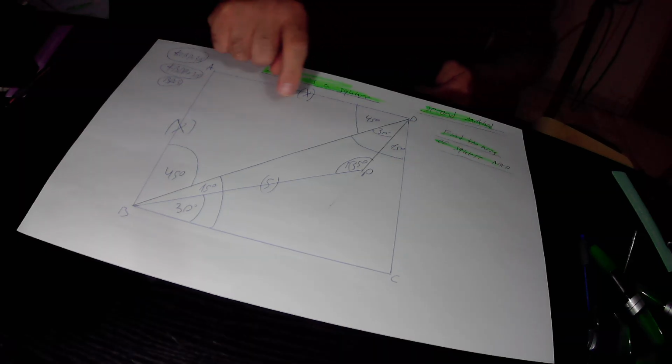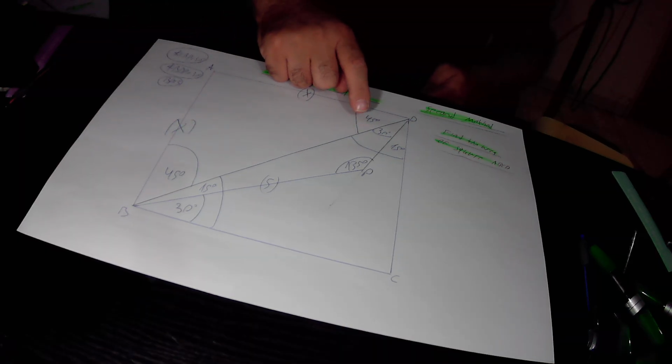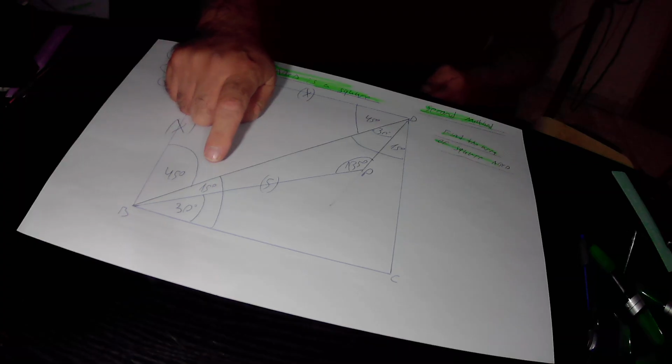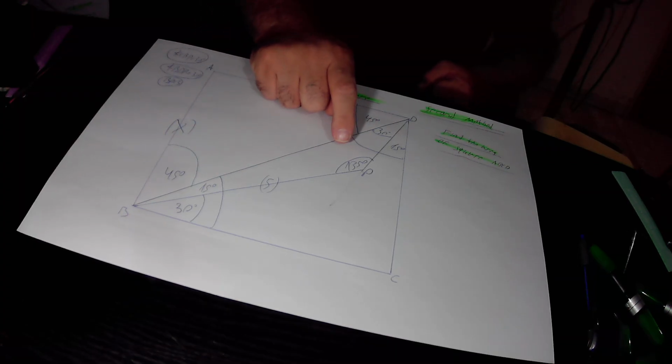So in triangle DBP, 30 degrees plus 15 degrees is 45 degrees, and therefore this third angle must be equal to 135 degrees in its size.